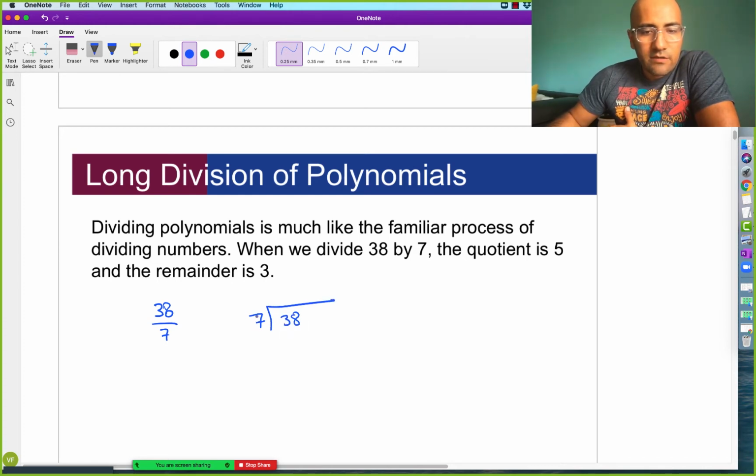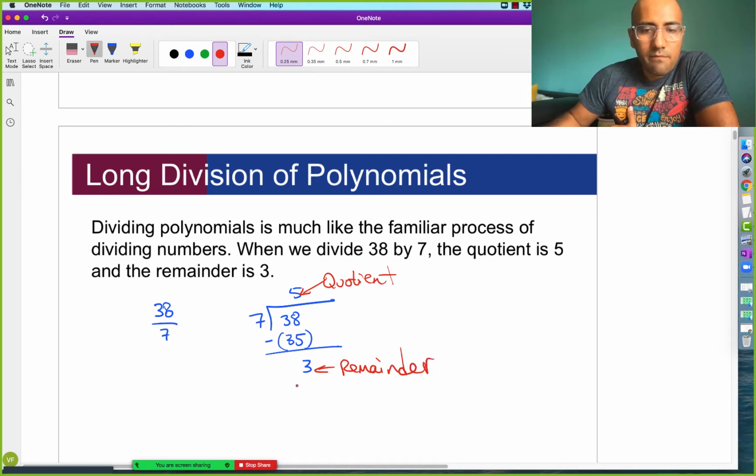Right? And then 7 goes into 3. Nope, it does not. 7 goes into 38. It does go into 38. And it goes into it 5 times. So we put a 5 here. And then we multiply these two together to get a 35. And then we subtract to get a 3. Good. So this is the quotient. And this is the remainder.